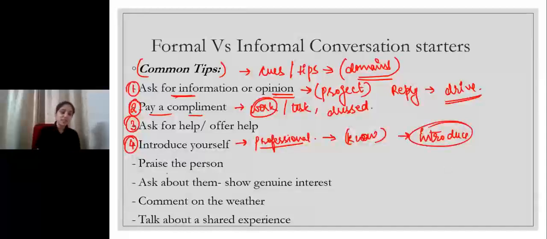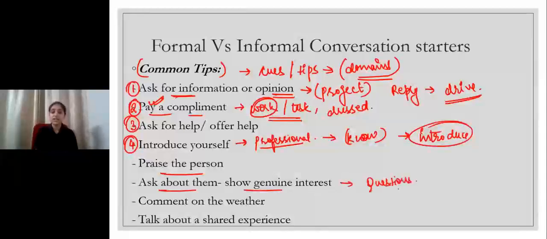The next point says praise the person. We have already discussed pay a compliment. It can be a work or a task that the person has completed, or maybe you can comment on the physical appearance of that person. Ask about them. So the next point says ask about them, show genuine interest. As many questions as you ask, that will ensure a reply from the other person.